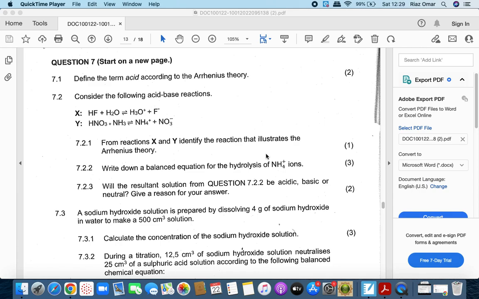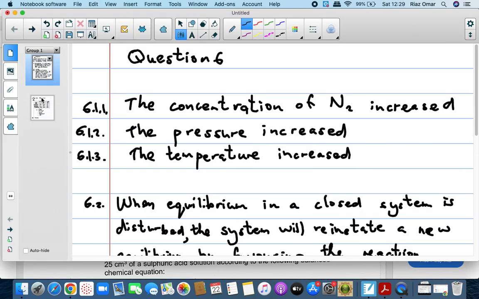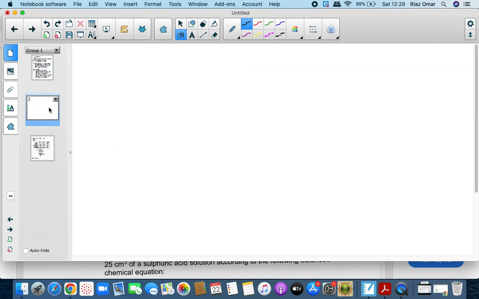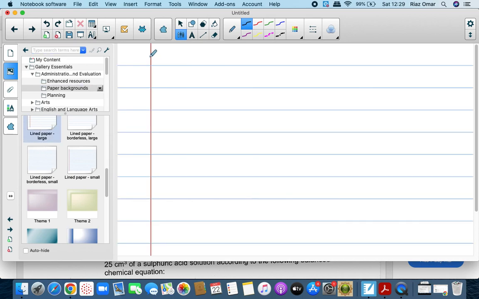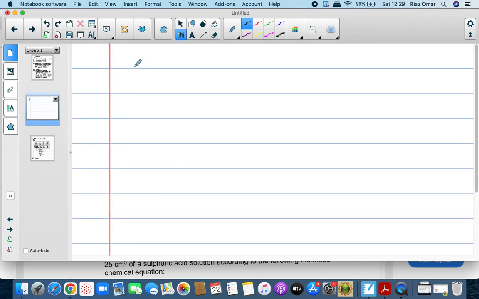Today we are looking at question 7 of the prelim paper, the chemistry paper. If you look at question 7, we read 7.1, define the term acid according to the Arrhenius theory. Now again, we cannot underestimate our definitions. Definitions must not be underestimated. So let's work out our definitions. Question 7.1.